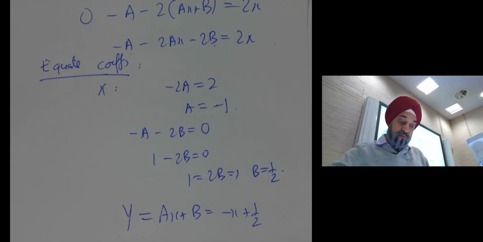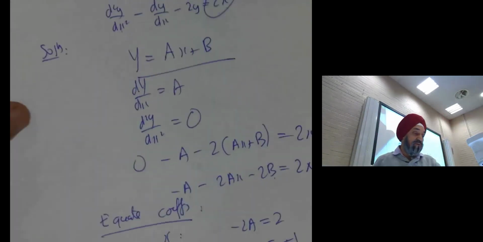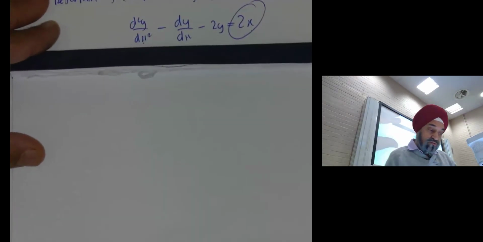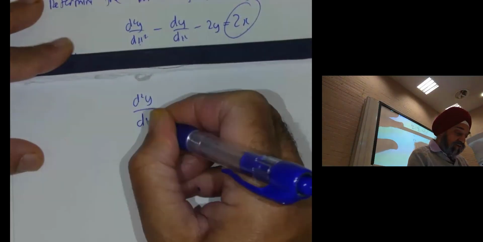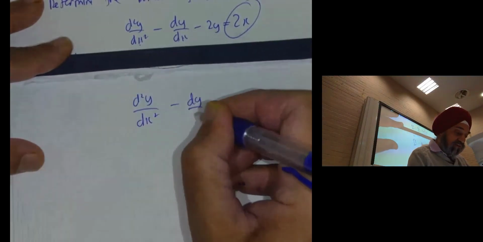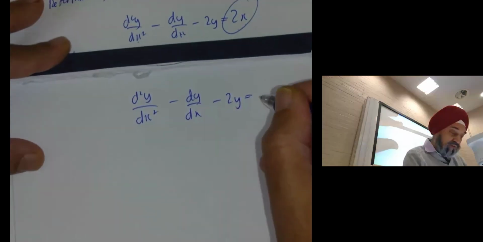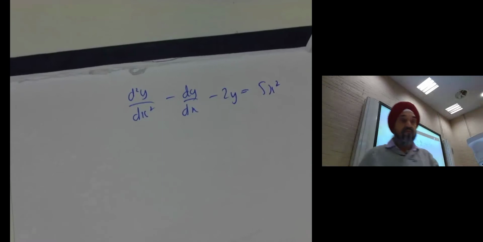Let me just do one more, and then we definitely will call it a day. Say you've got the same differential equation, so the left-hand side is the same: d2y dx squared minus dy dx minus 2y is equal to, let's say, 5x squared. I want to solve that one now.